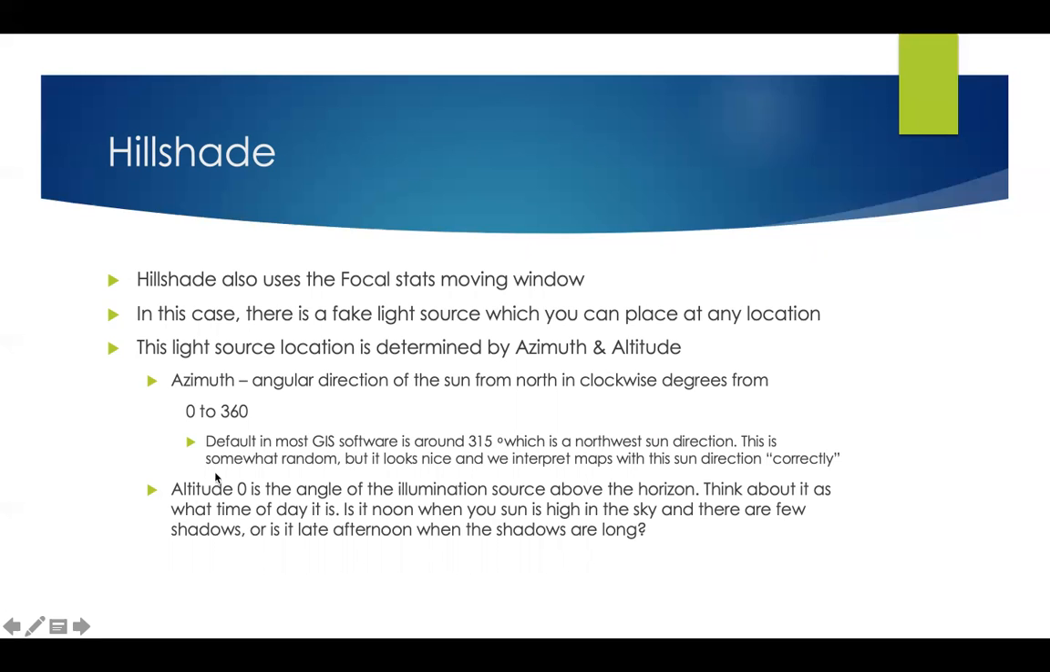and the altitude. The default in most GIS software is 315 for the azimuth, which is northwest sun direction. This is somewhat random, but it looks nice, and we interpret maps with this sun direction correctly. And there's actually been a lot of perceptual research in my field on this. Altitude is the angle of illumination above the horizon. So think about this as what time of day it is. Is it noon when the sun is high in the sky and there are few shadows? Or is it late in the afternoon when the shadows are long?